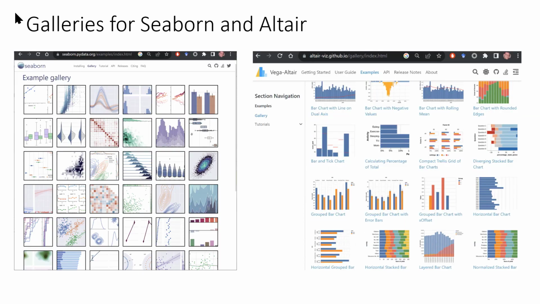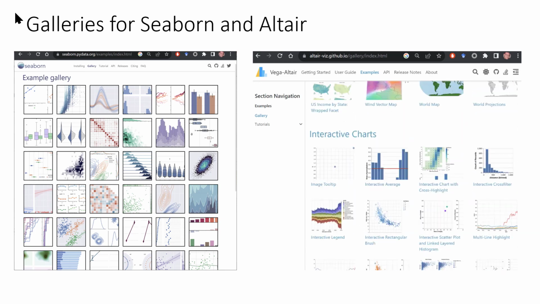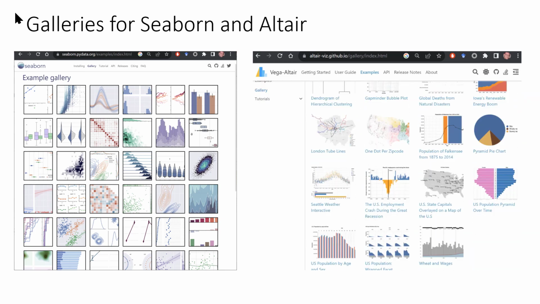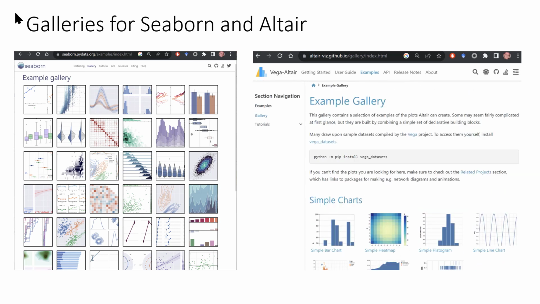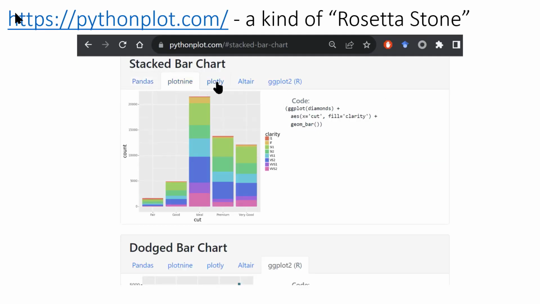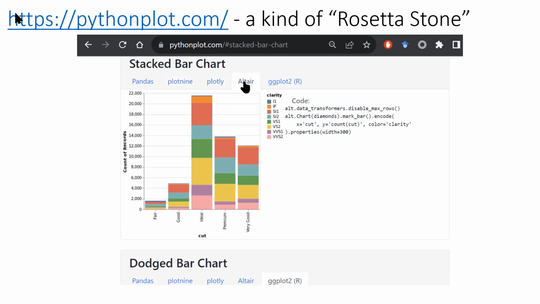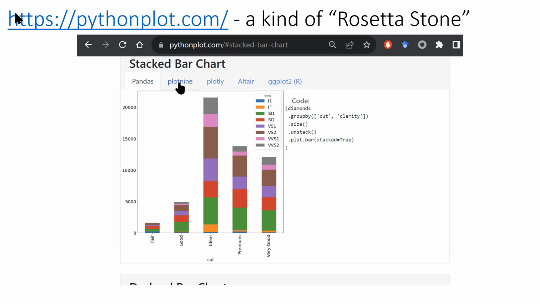There are many libraries available for generating statistical charts, and many of them have galleries online that show the variety of charts that they can generate. So these galleries can be useful for helping programmers to understand the expressiveness of a given library. There's at least one website that allows us to see for a given chart type how to implement that chart in a whole variety of libraries.